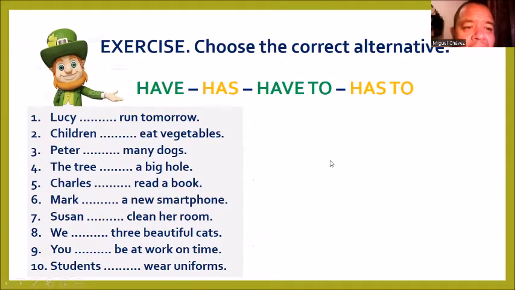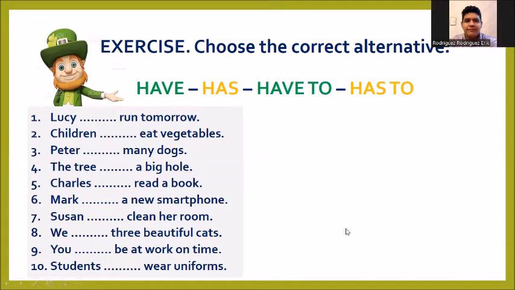Let's check your understanding about the use of have, has, have to, or has to. Complete these sentences using have or has, have to, or has to. Remember that the first two are for possessions, and the second ones are for obligations. And have and has have a different use. Okay, a volunteer to do exercise number 1, please.